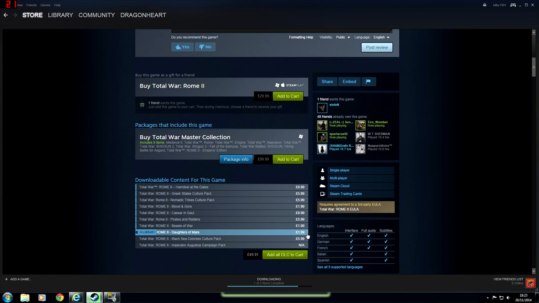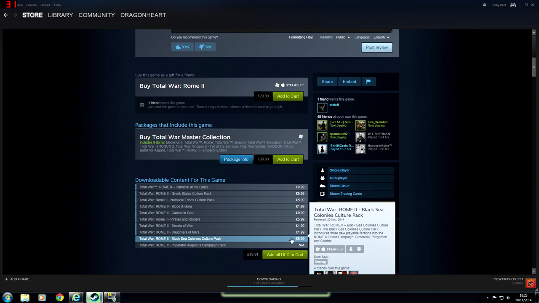Daughters of Mars, again, added some female units, which I thought was good. They were actually female units. It's noted in history that females did actually fight in some of these armies. So it's not a bad DLC, that one, actually. And for $1.99, it's cheap enough. And then finally we have the Black Sea Colonies.